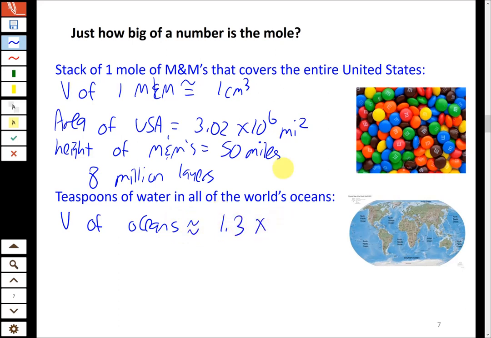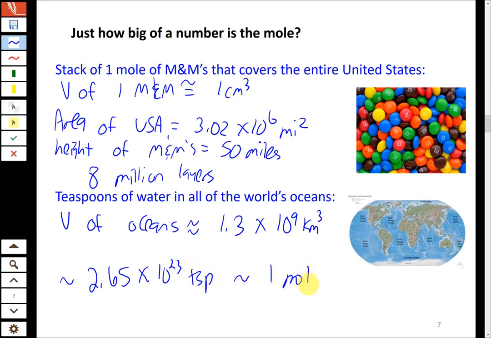So there's 1.3 times 10 to the 9th cubic kilometers of water in all of the oceans, a huge number, of course. And what that corresponds to in teaspoons, if you convert cubic kilometers into teaspoons, just a unit conversion, it's about 2.65 times 10 to the 23rd teaspoons. So there's basically 1 mole of teaspoons of water in all of the world's oceans. So again, that tells you how big that number is.